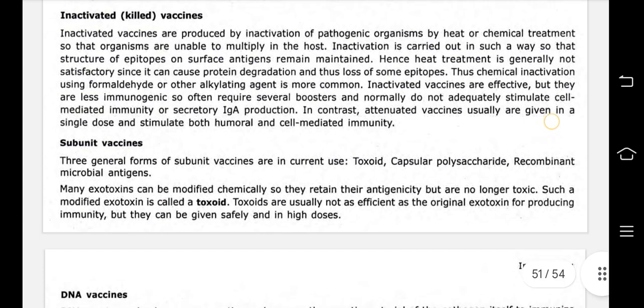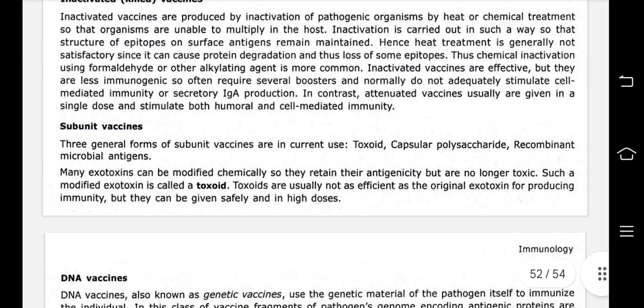Inactivated vaccines are effective but they are less immunogenic, so they often require several boosters and normally do not adequately stimulate cell-mediated immunity or secretory IgA protection. In contrast, attenuated vaccines usually are given in a single dose and stimulate both humoral and cell-mediated immunity.